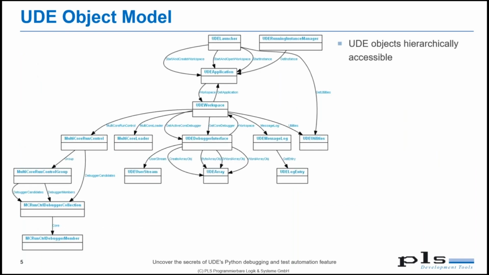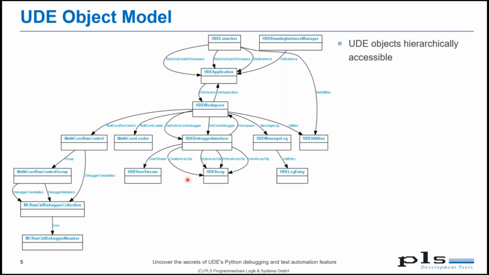This image here shows a part of the UDE object model. As you can see, it consists of a set of objects. So these rectangles are the objects. These are composed in a hierarchy. Each of the objects provides interfaces that give you access to almost all the debugger functions.